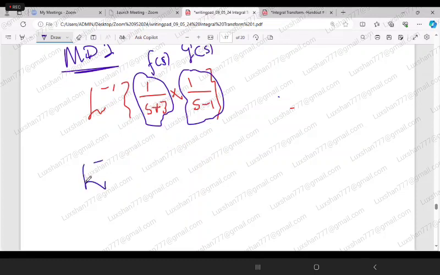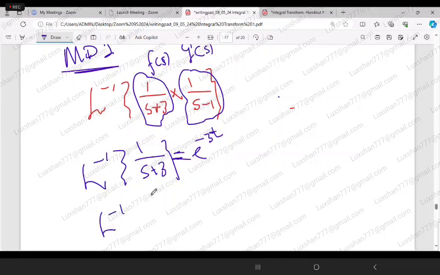the inverse Laplace transform of 1 over (s plus 3) is equal to e to the power minus 3t, isn't it? And similarly, the inverse Laplace transform of 1 over (s minus 1) is equal to e to the power t. So if you say this is your f(t), because you have taken this as your F(s), no?